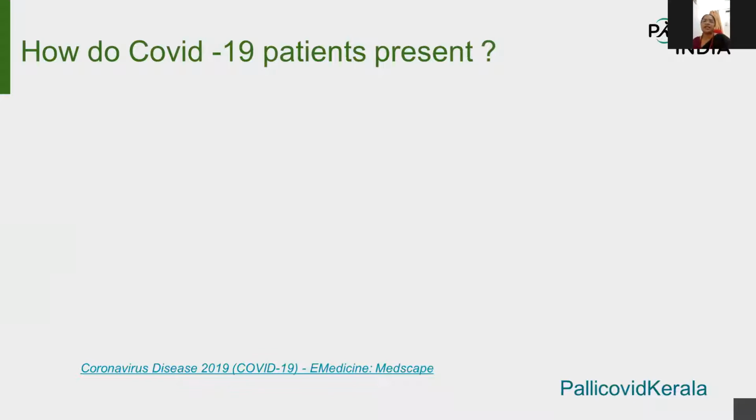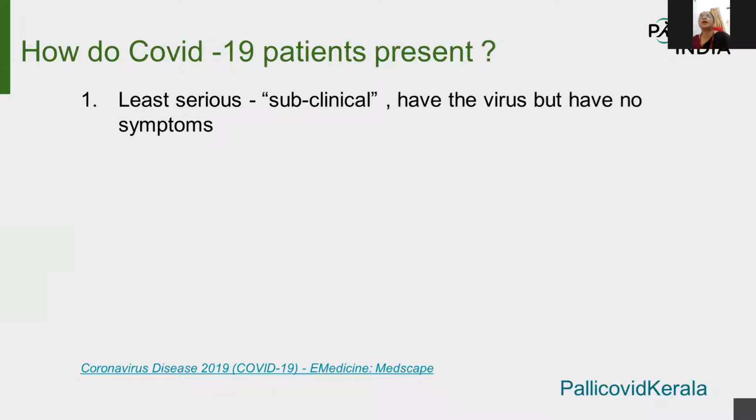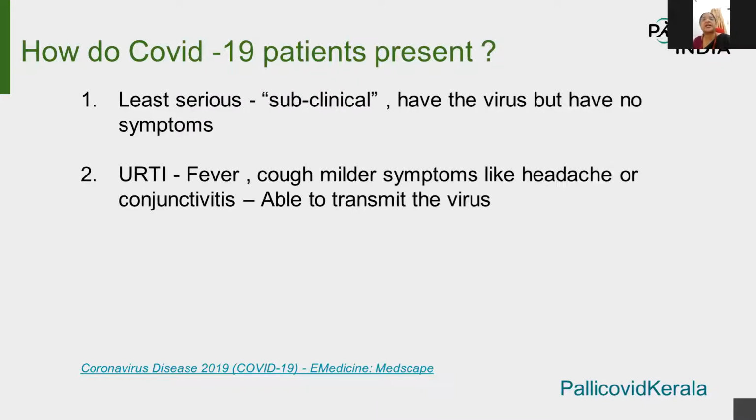So how do COVID-19 patients present? The first category is the least serious, which is subclinical. These people have the virus, but they have no symptoms. The next category is upper respiratory tract infection: fever, cough, milder symptoms like headache or conjunctivitis. And these people are able to transmit the virus.